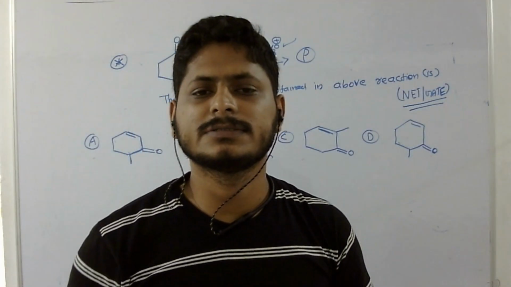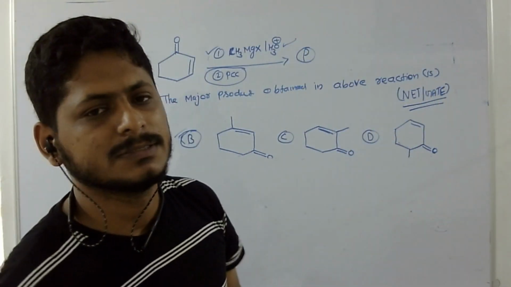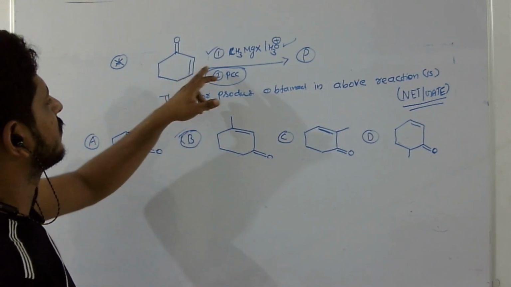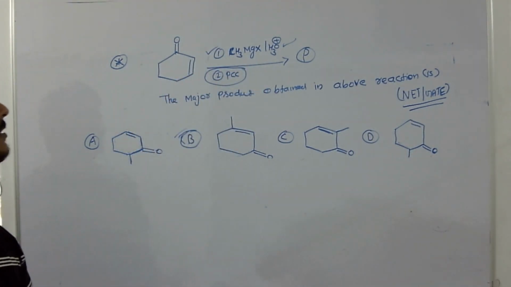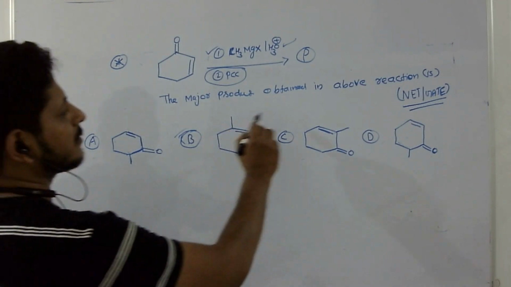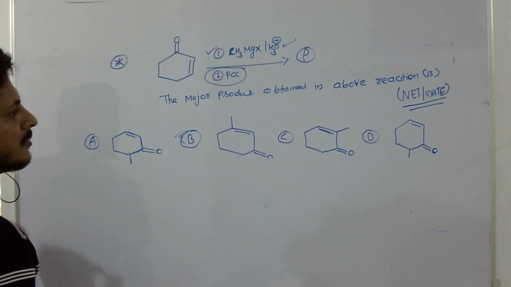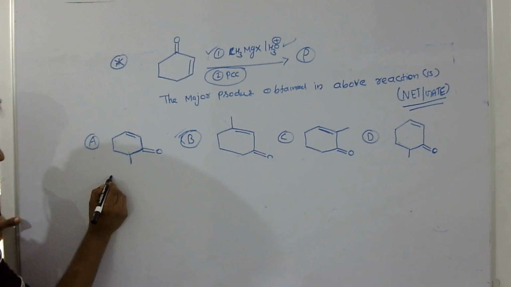Now let us discuss some previous year questions based on chromium-based oxidation. The question is: we have an alpha beta unsaturated ketone, then treating with Grignard reagent. In the second step we are treating with PCC. We need the major product obtained in this reaction; four options are given here. This question was asked in previous year NET and GATE. So let us see how to approach this question.